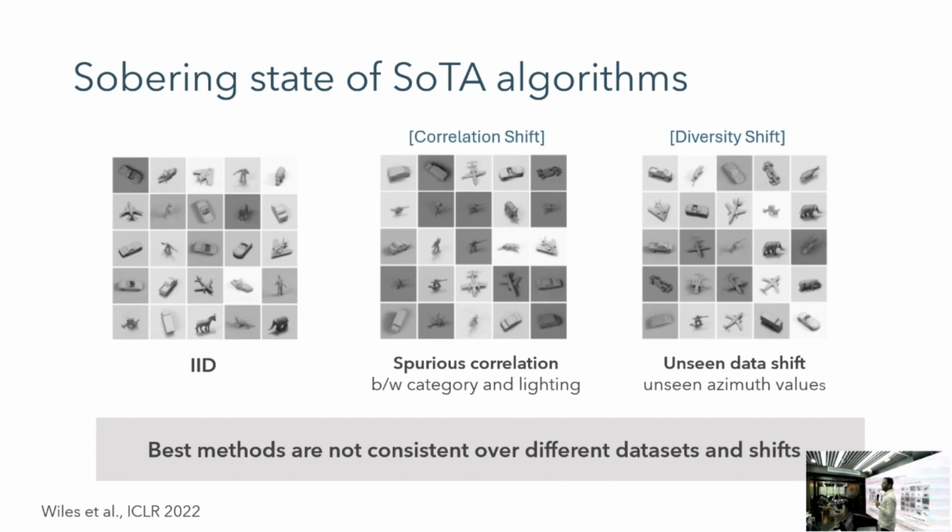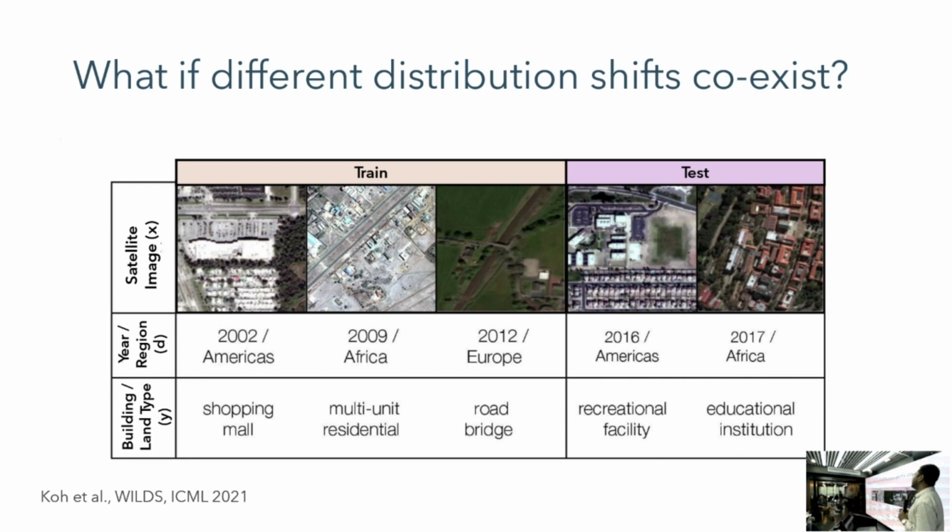So they say you might have IID test data, you might have spurious correlation, which is correlation shift, or you might have unseen data shift, which is diversity shift. And they find the same thing. All the methods that they looked at were not consistent across data sets and shifts. So what's going on? Right?